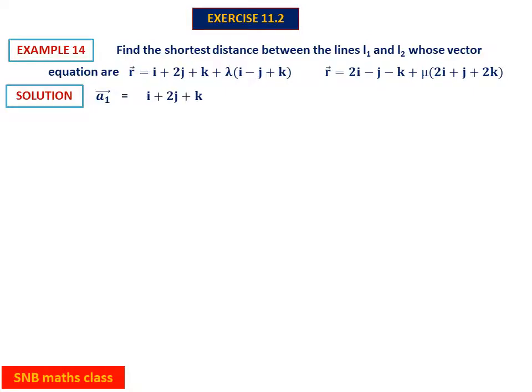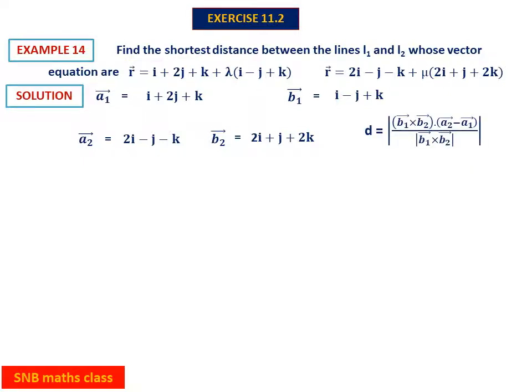A1 equal to i plus 2j plus k. This is the position vector of the point on the first line. Then A2 equal to 2i minus j minus k. This is the position vector of the point on the second line. And B1 is i minus j plus k, and B2 is 2i plus j plus 2k. In any such question, first you have to identify what is A1, A2, B1 and B2. Write them.